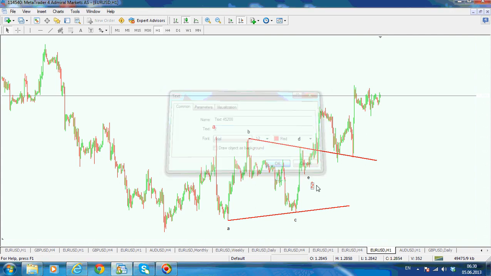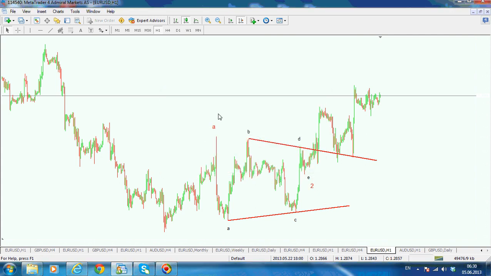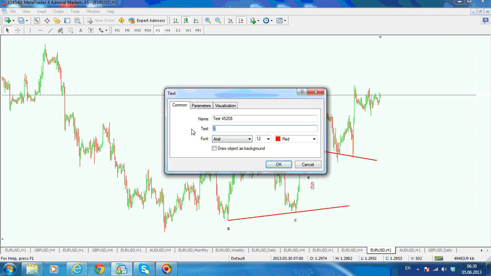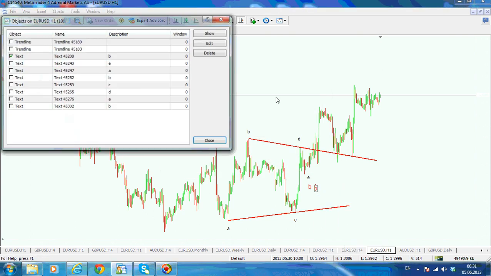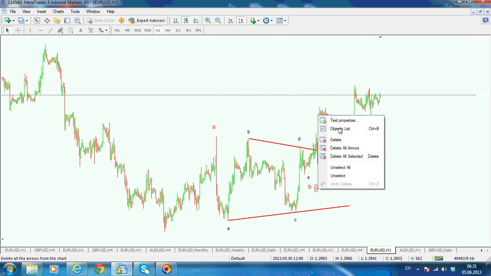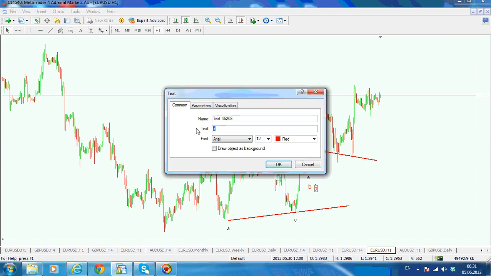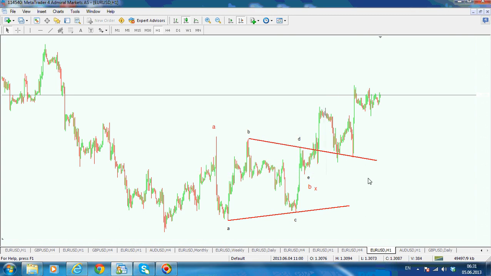So if you label it a second wave and this one to be a first wave, this is a mistake, because contracting triangles are to be found only on B waves. So this might be a B wave, or an X wave. So this might be as well an X wave. But anyway, in both situations, you are looking for something of this degree, and this to be a contracting triangle.